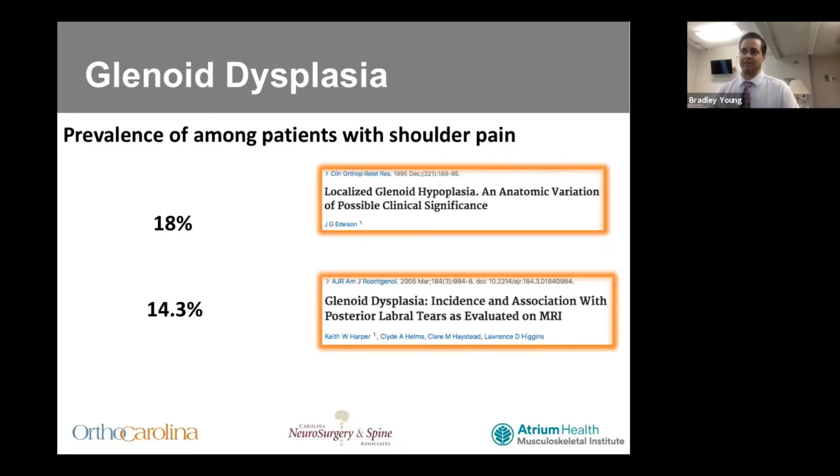Historically thought to be a very rare condition, 2 recent studies evaluated advanced axial imaging of all patients at their institution that presented with shoulder pain. They found that the prevalence of GD on axial imaging for any patient with shoulder pain was actually 14 to 18%.